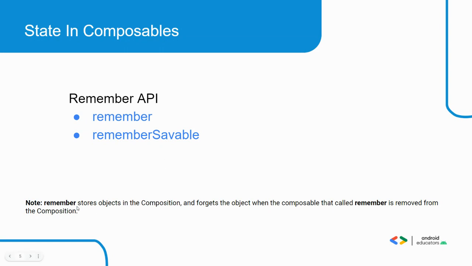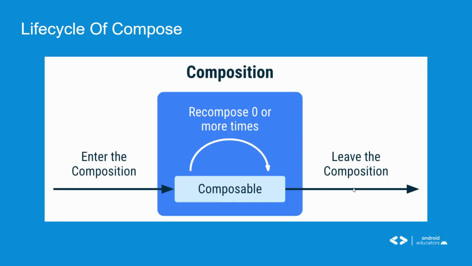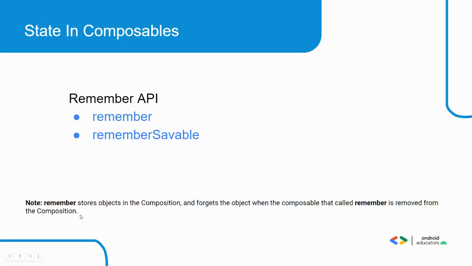Do understand this one. Remember stores the object in the composition and forgets the object when the composable that called remember is removed from the composition. Remember I said about leaving the composition. So remember is kind of holding the memory for that variable when the recomposition happens. So if your composition leaves or gets destroyed, that remember will also get destroyed, because there is no point in storing the variable or whatever state you have provided to remember, right? So remember gets destroyed, or kind of forgets the object, when you leave the composition.